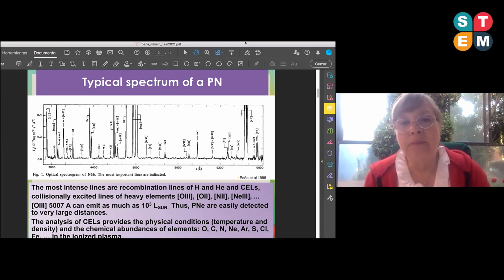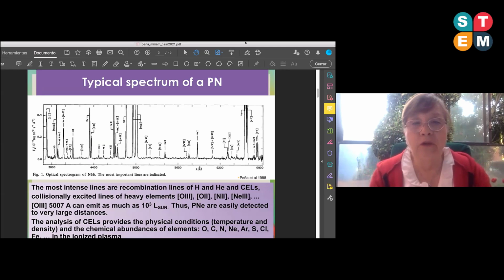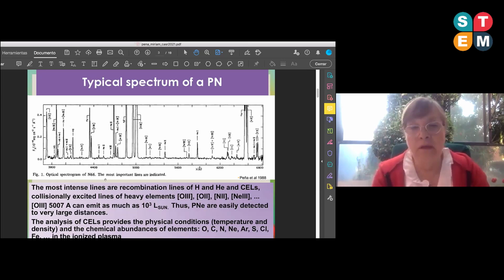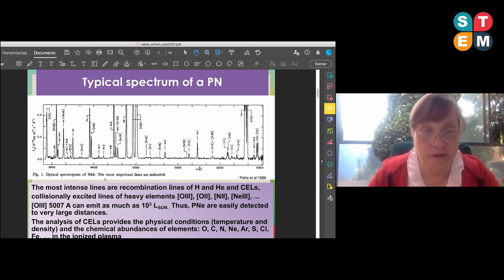Here I'm showing a typical spectrum of a planetary nebula, a very faint continuum, and a lot of bright emission lines. The most intense lines are recombination lines of hydrogen and helium, and collisionally excited lines of heavy elements such as O III, O II, nitrogen II, neon II, etc. For instance, the line O III 5007, this one very bright here, can emit as much as 10 to the 3 solar luminosities. Thus, planetary nebulae are easily detected at very large distances.